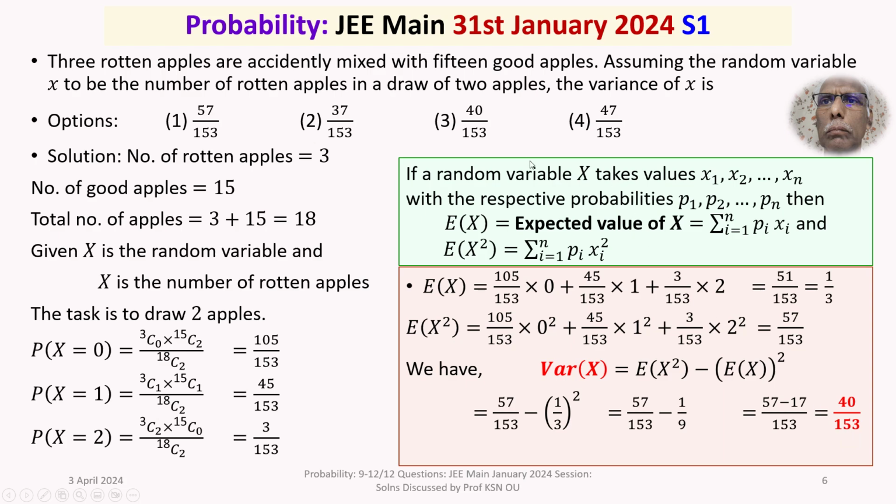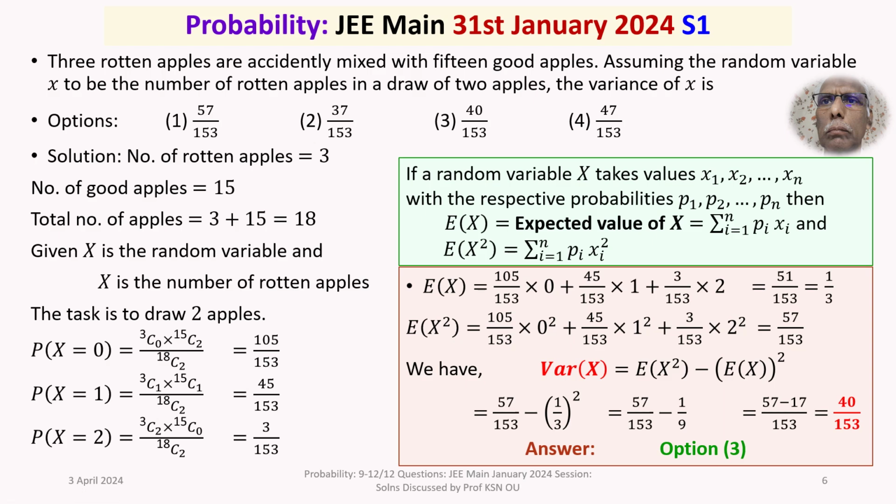So let's look at our options. Our answer 40 by 153 appears against option 3. Therefore, the answer to this question is option 3. So that is the detailed discussion of the solution of the given problem, and I am sure that you have understood the solution of this problem.